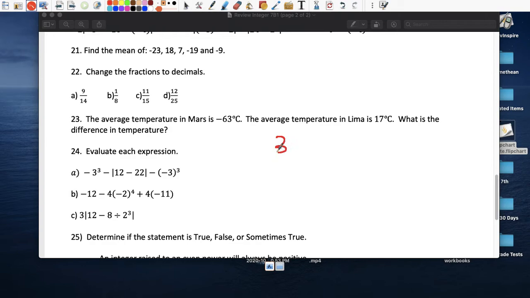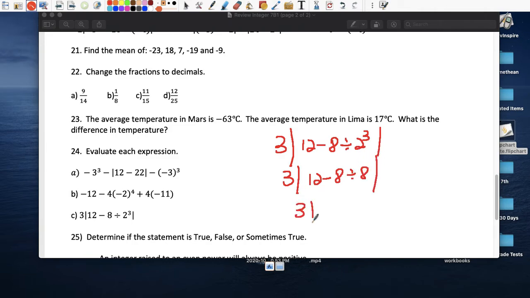Last one is 3 times the absolute value of all that stuff that's inside there. And let's do that. So 12 minus 8 divided by 2 to the third power, which is 8. 3 times, and inside here, let's just do 2 steps. 8 divided by 8 is 1, right? And 12 minus 1 is 11. So that's what I have inside the absolute value symbol. Let's take the absolute value of 11. It's 11. So we get 3 times 11, and the answer is 33.